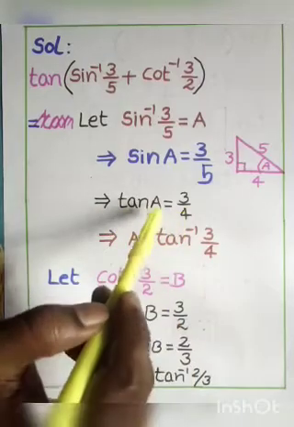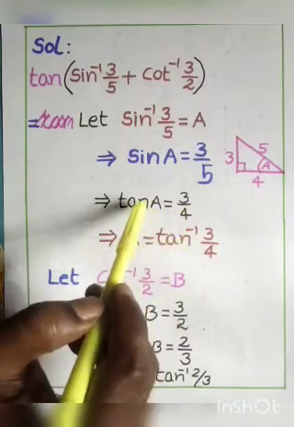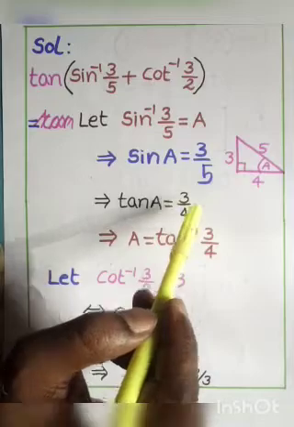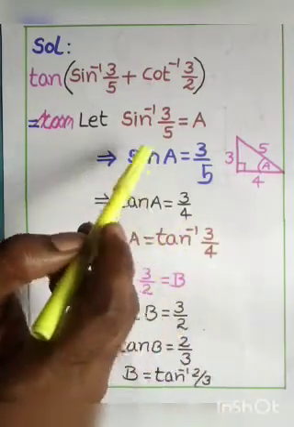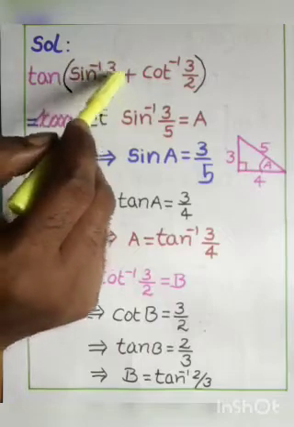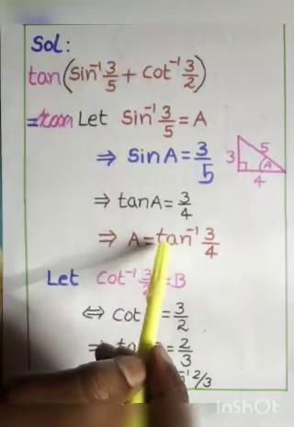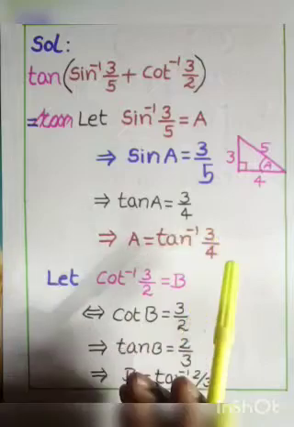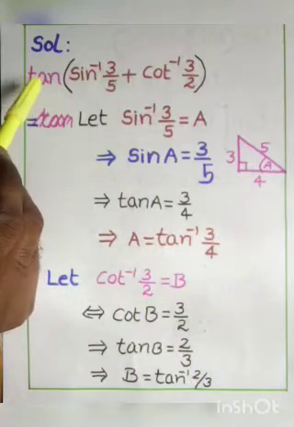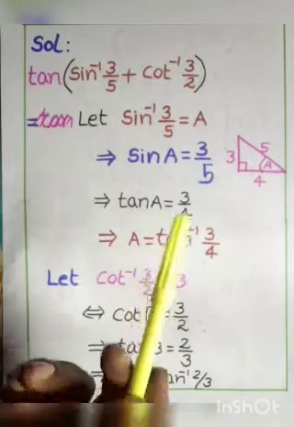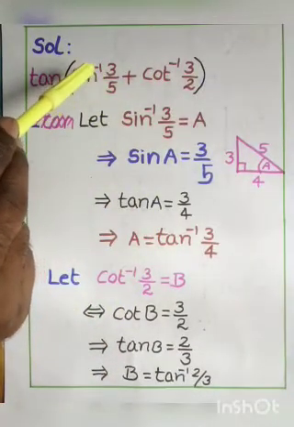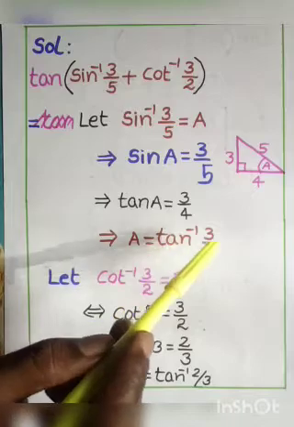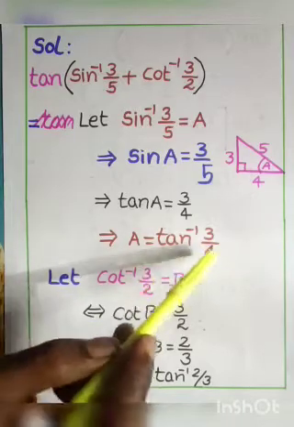This implies A is equal to tan inverse of, if we send this tan into RHS, it becomes tan inverse. So tan inverse 3 by 4. So we are converting this sin inverse 3 by 5 into tan inverse function, because outside tan is there, so we have to write its inverse function inside. That is why we are converting this inverse sine function into tan inverse function. Understood this step, my dear children?